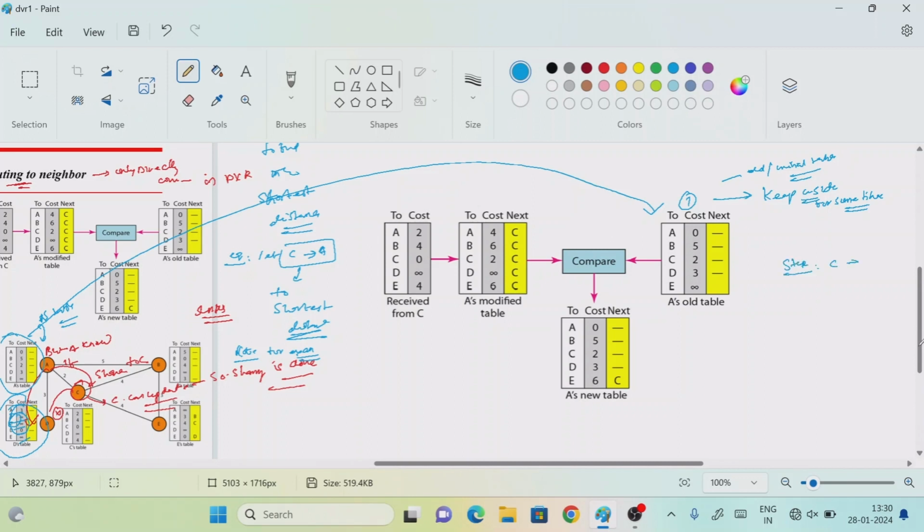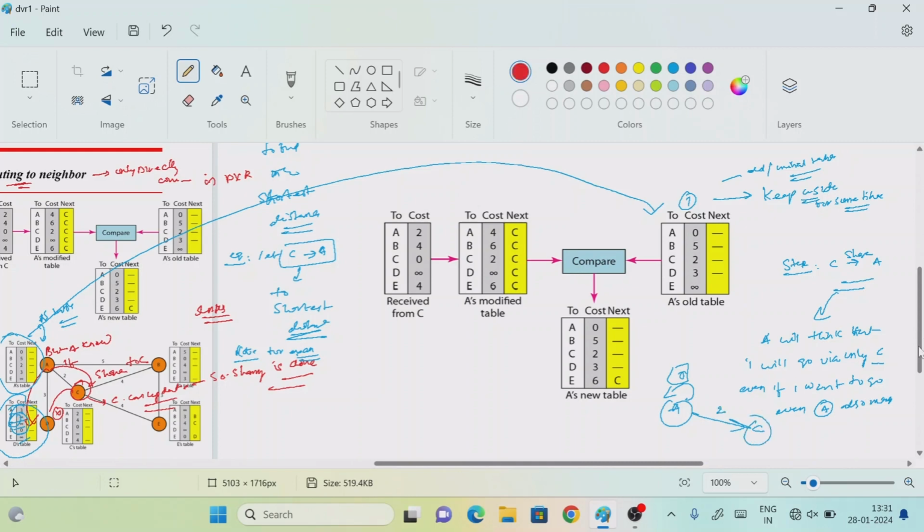Later on I'll explain what is the exact operation that will be performed here. Now what we are going to do in step 2 is that C is going to share its routing table to A. Here, one important point you need to understand is that A will think that I will go via only C. Even if I want to go from A to A, even if it is the shortest distance, I will not go from A to A. I will go everything via C. If you observe here in A's modified table, everything is going via C. So in the initialization table, if you want to go from A to A also, from A to C we are going, and with the help of C only we are reaching router A. First it is going to C with a distance of 2, then it is reaching A. That is the meaning of the C sharing.